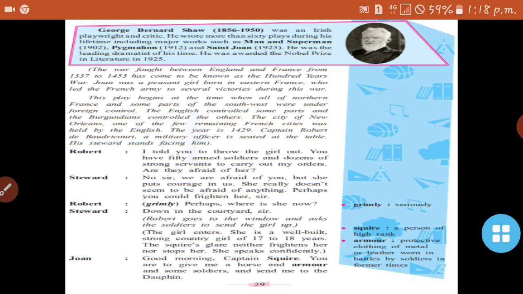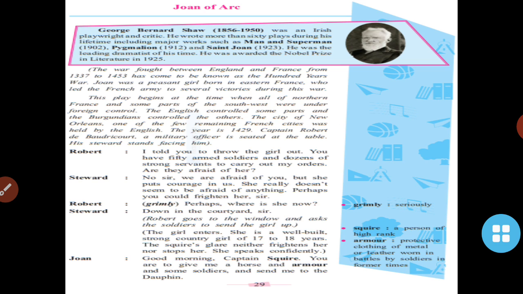Now here the whole play is going on. Now we are going to read the play. First the character Robert is saying: I told you to throw the girl out. You have 50 armed soldiers and a dozen strong servants to carry out my orders. Are they afraid of her? Robert is the captain of the team, and in his words he seems angry. He is asking his soldiers why they haven't thrown this girl out. Means, are they afraid of the girl?